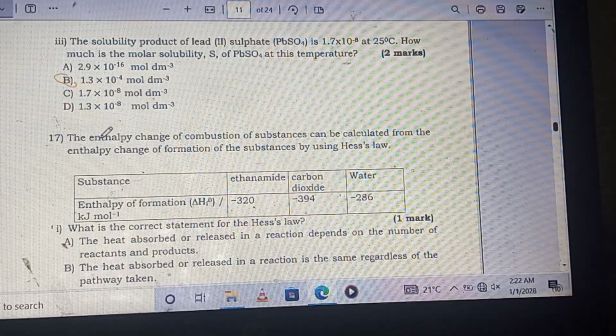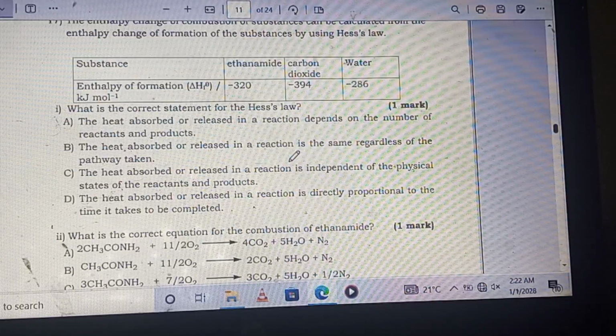Question 17. The enthalpy change of combustion of a substance can be calculated from the enthalpy change of formation of the substance by using Hess's law. The substances we have are ethanamide, carbon dioxide, and water, and we also have enthalpy of formation with these values.